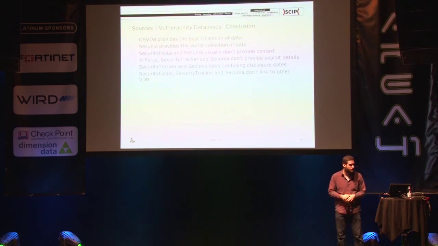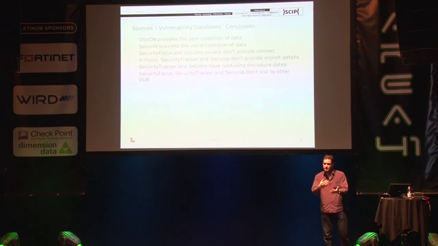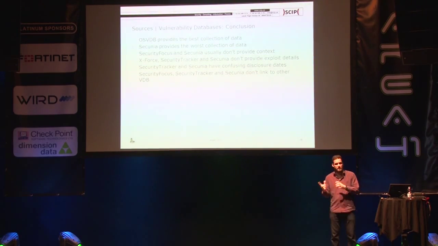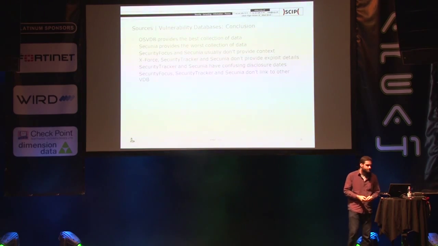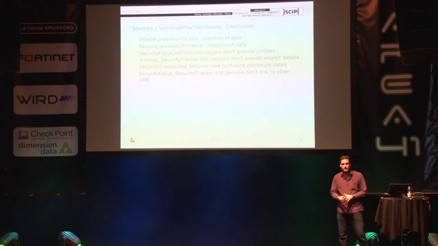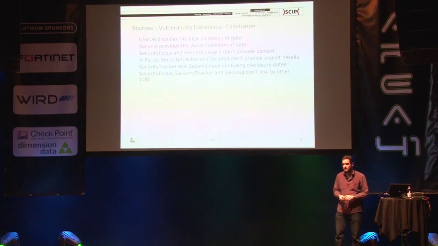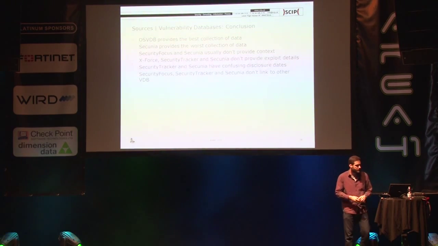Security Focus and Secunia usually don't provide context. Context means you get the information that there is a vulnerability in this product, and it might be this class, but you don't know about the authentication, you don't know if it has to be full moon to exploit this vulnerability; you don't know what the context of the vulnerability is. X-Force from IBM, Security Tracker, and Secunia usually, or in most cases, don't provide exploit information. So these sources are unusable. If you are a pen tester, you have just a starting point, but nothing more.